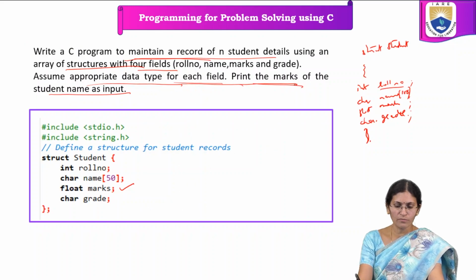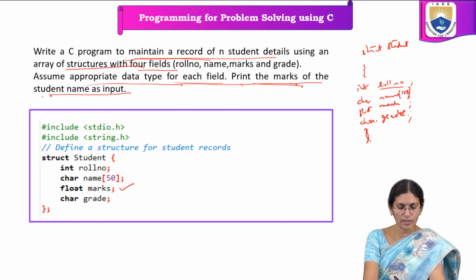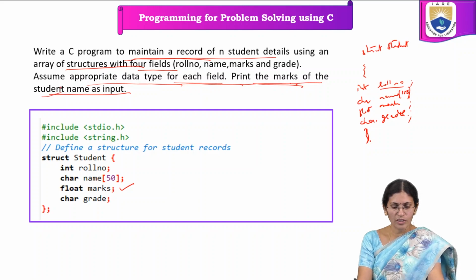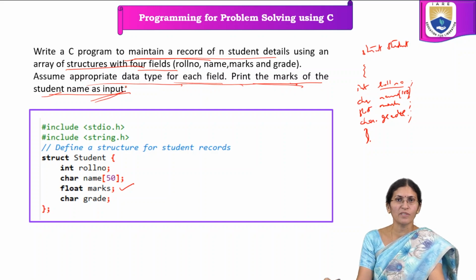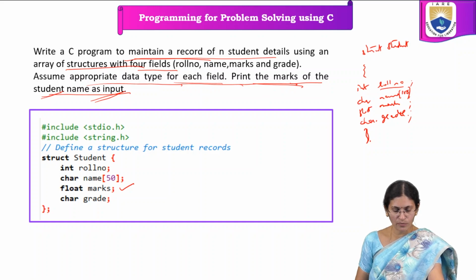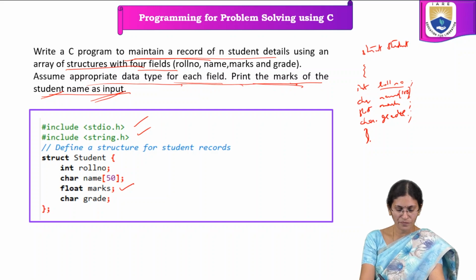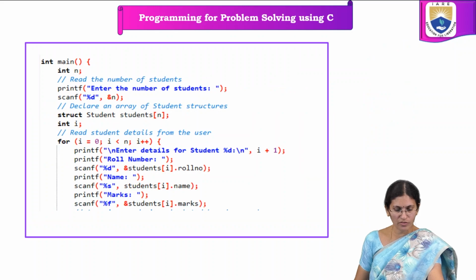This is a program where we need to enter the student details, and based upon the user requirement, if the user is searching for a specific name, then that particular student's information has to be displayed on the screen. That is what the program is about. Here we have included two header files, stdio.h and string.h. This is the structure type, and this is the definition of the structure.